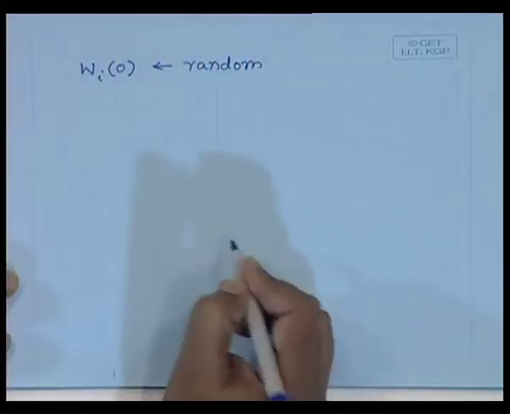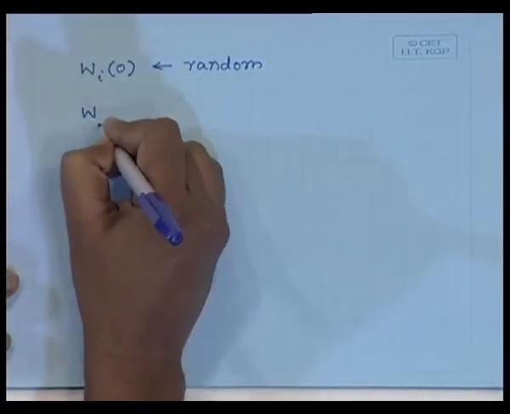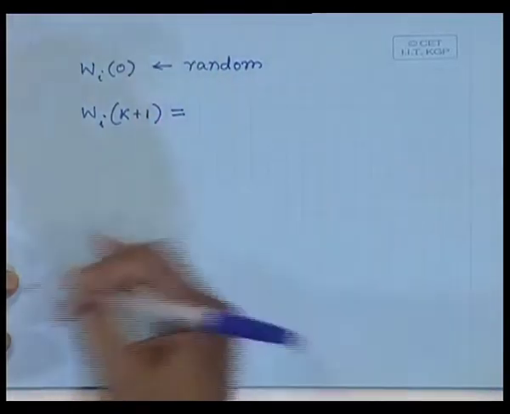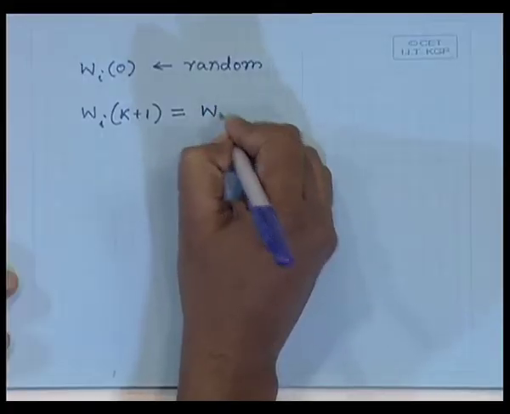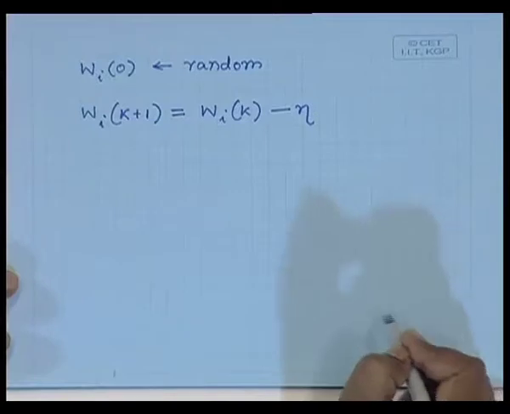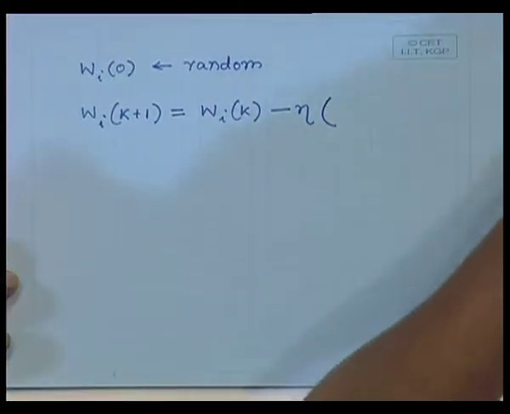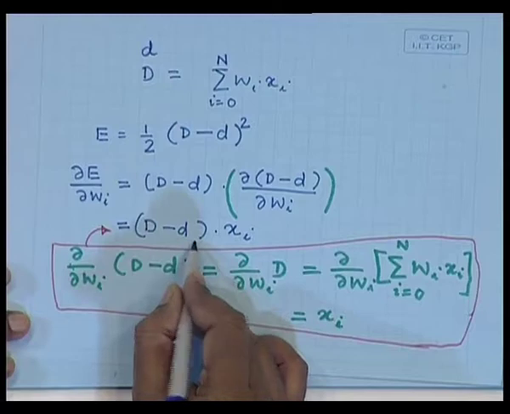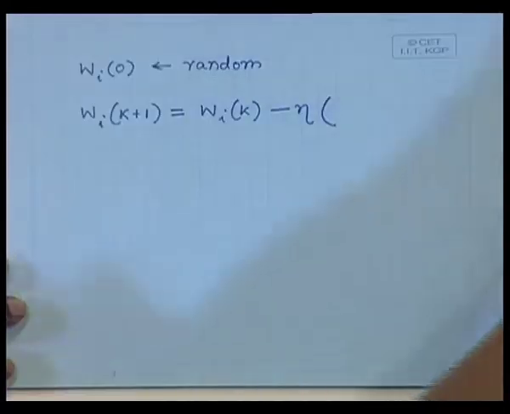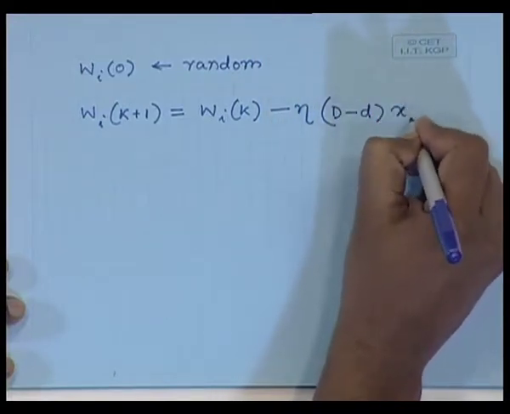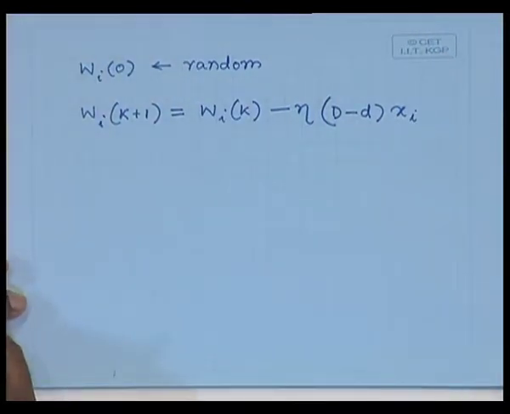So I have wi 0, the initial weight vector, which is set randomly but with very small values. Then in every iteration, wi k plus 1 is an update on wi k, the value of wi in the previous iteration. So this will be wi k minus eta, where eta represents the rate of convergence, into del E del wi, which is nothing but (D minus d) into xi. This is my update rule.